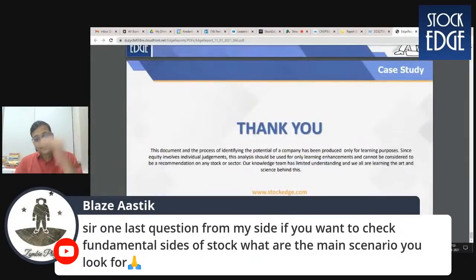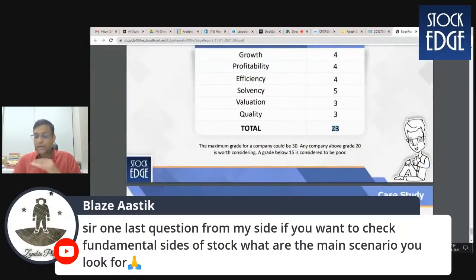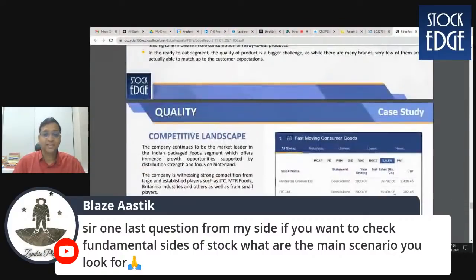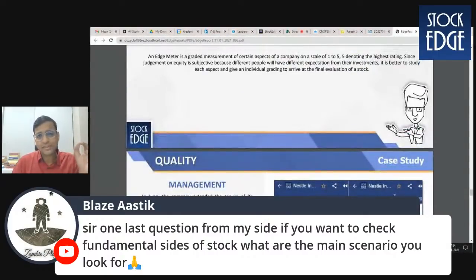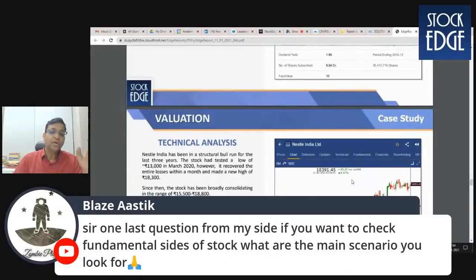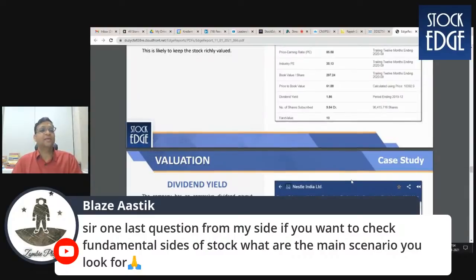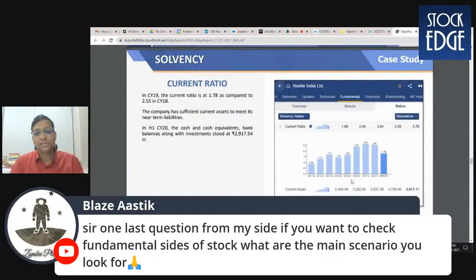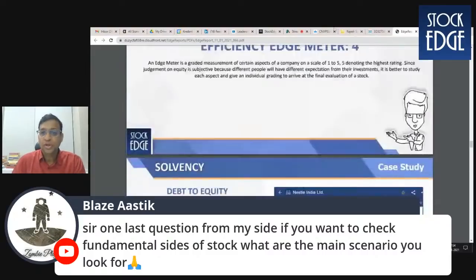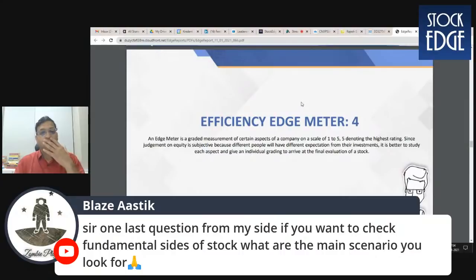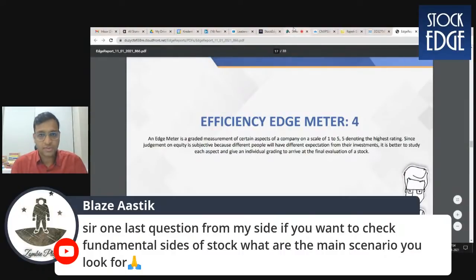Any company with a grade lesser than 20, obviously you should review your decision of staying invested in that company. I would suggest look at this Edge report, and create your own method of analyzing the fundamentals of a company based on this Edge report which we have given to you. It will be a great formula to look at the market the way we want you to look at. Okay.